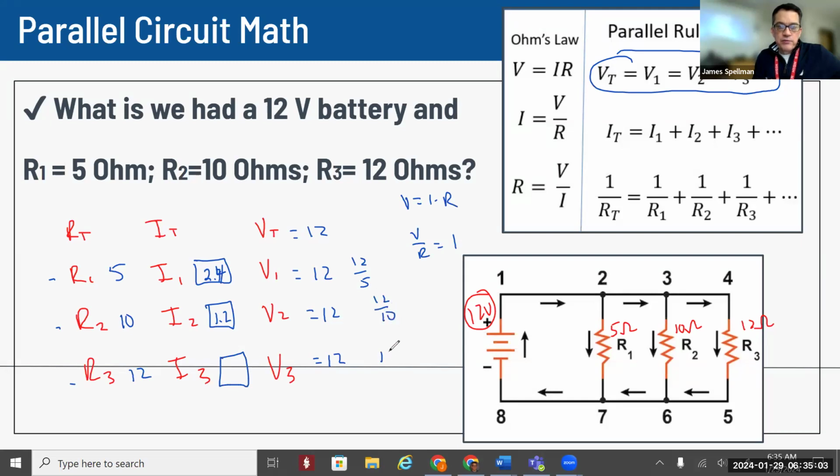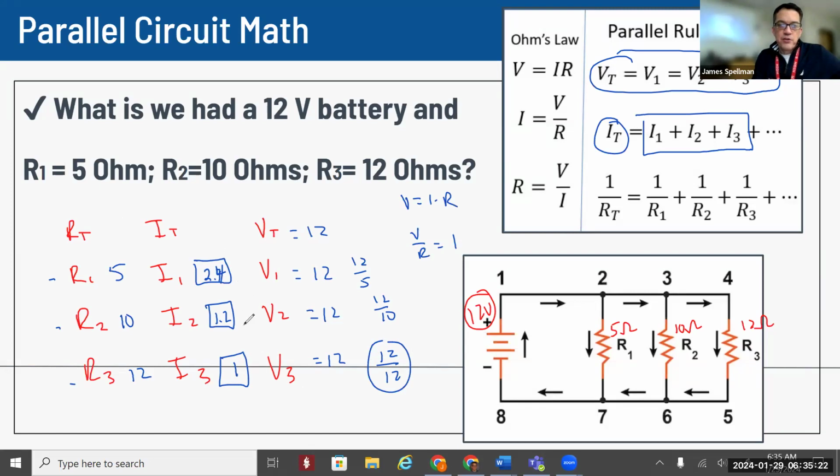And how do I get this? Third resistance, current, voltage divided by resistance, 12 over 12, and that's going to be 1. We got 2 boxes up here to be able to get. Now notice how do we get the total current? We add up all of the other currents. All right, well, that makes it easy.